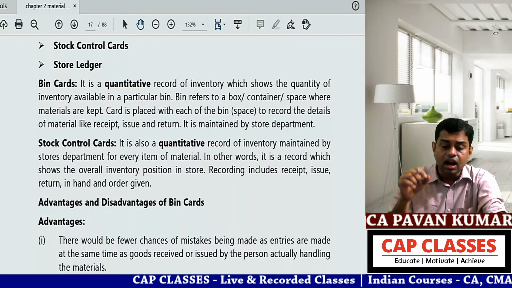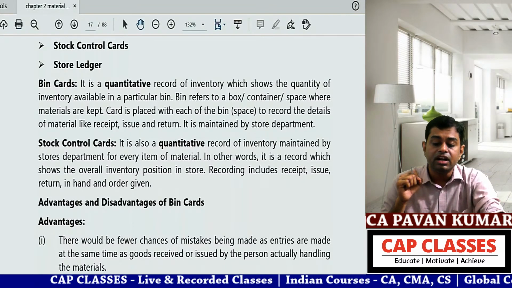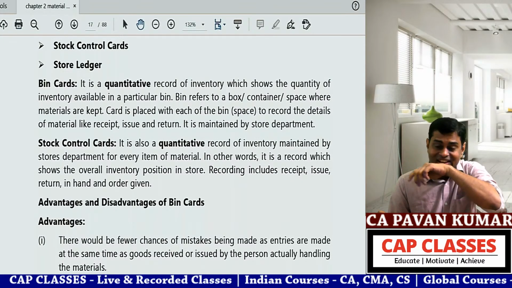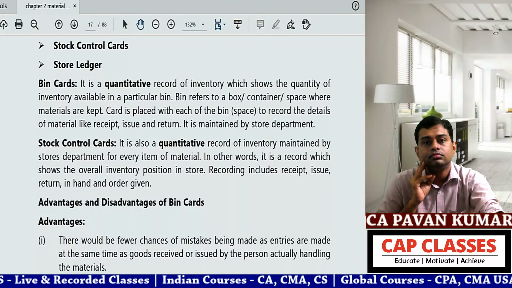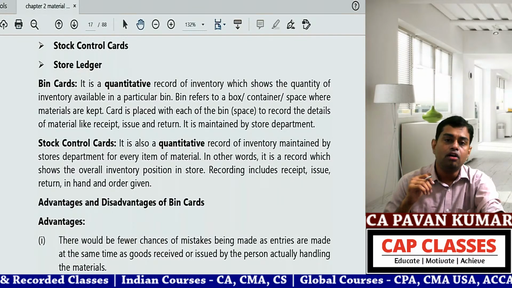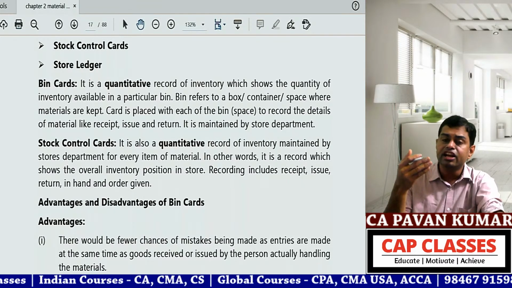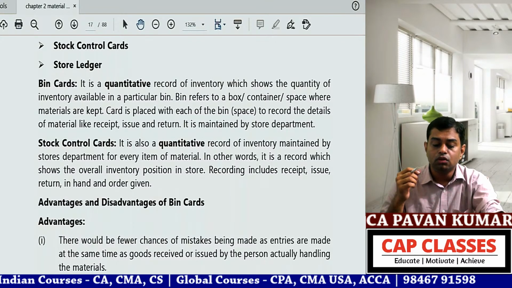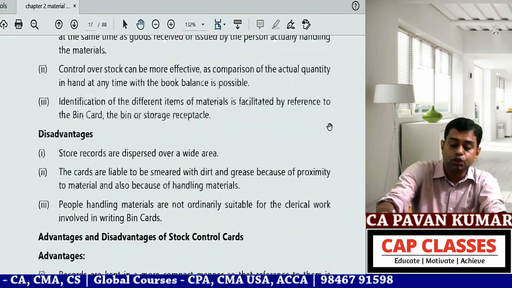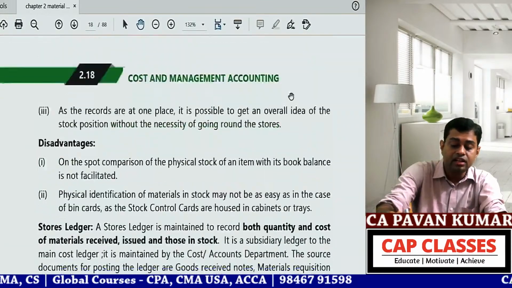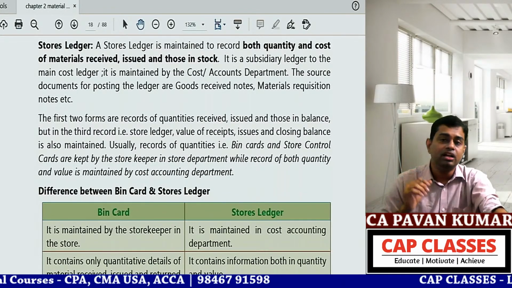Next para. A bin card is a quantitative record of inventory. It shows the quantity of material available in the bin.